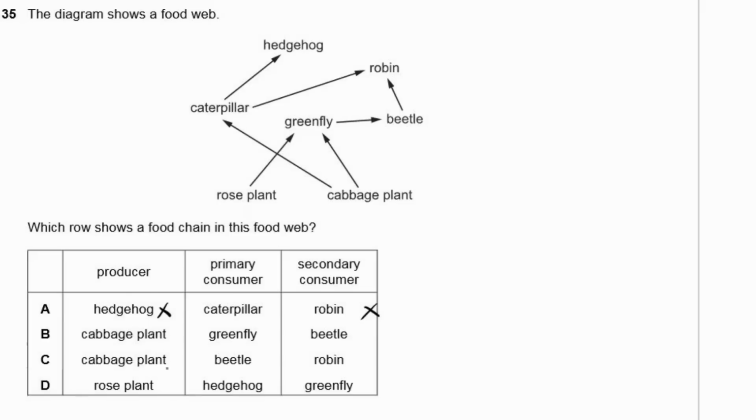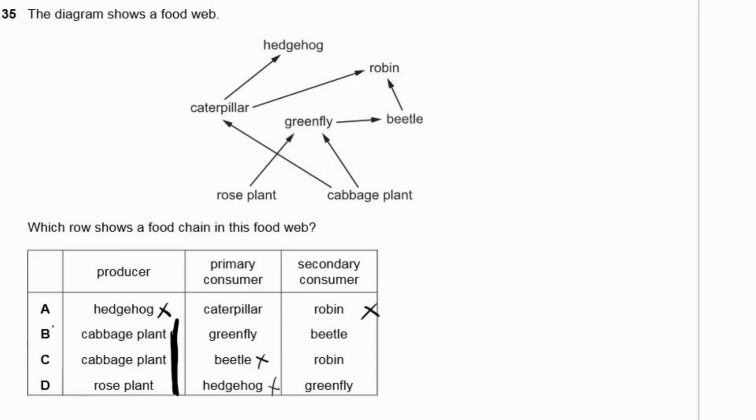Is a cabbage plant a producer? Yep. A rose plant a producer? Yep, because they're both plants. Okay, so plants are producers. Now, primary consumer. So rose plants are eaten by green flies. Cabbage plants are eaten by caterpillars or green flies. So green flies and caterpillars are the only primary consumers in this. So beetles are not, and hedgehogs are not primary consumers.